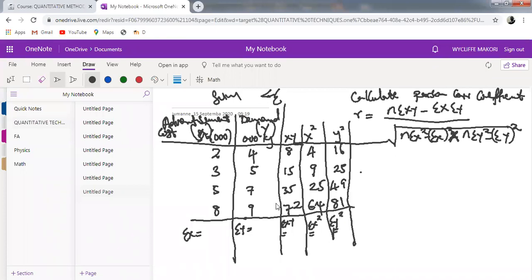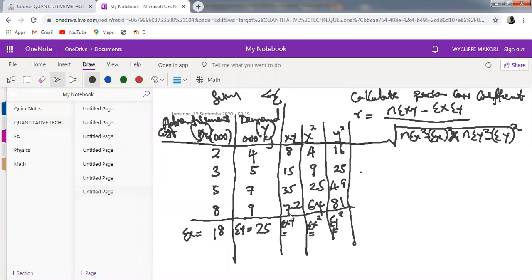So if we start here, I need your assistance here. This is 5 plus 5 is 10. This one gives us 18. This one is 9 plus 7, that is 16. 16 plus 9 is actually 25.